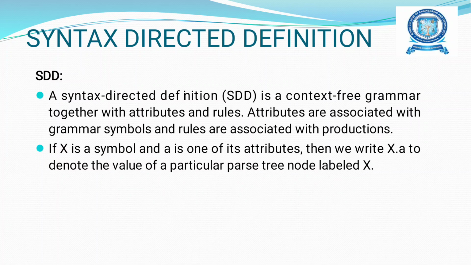So SDD is a context-free grammar together with attributes and rules. Attributes are associated with the grammar symbols and rules are associated with the productions. If X is a symbol and A is one of its attributes, then we write X dot A to denote the value of attribute A at a particular parse tree node labeled X. So here we can define the non-terminal with their attributes. Non-terminal is the symbol that can be defined with its attributes.